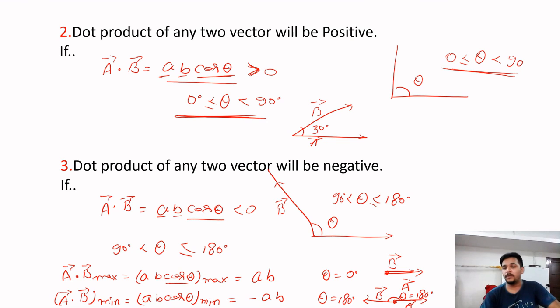What will happen if the vectors, rather than being given in magnitude and angle form, are given in Cartesian coordinate form? How are we going to find the dot product of those vectors? We will see that in the next video lecture. Please continue the discussion of this dot product, it will help you in solving problems.